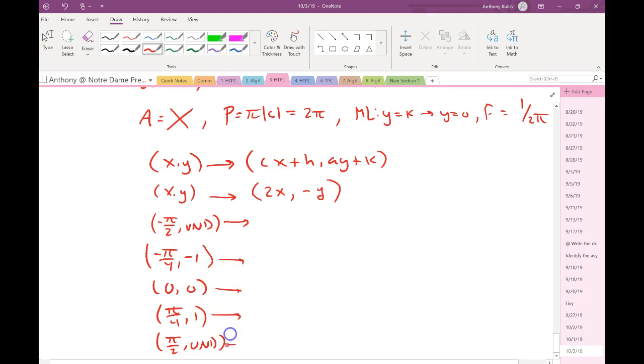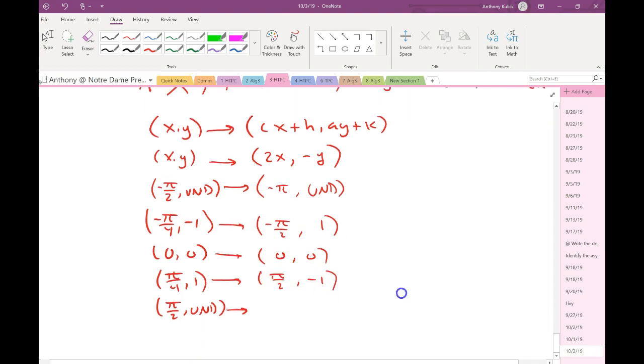Totally symmetrical. All right, so when I plug negative pi over 2 in for x, I get negative pi. What happens when I negate undefined? What's that going to be? Still undefined. So that's going to become then negative pi over 2 and positive 1. 0, 0. That's going to become positive pi over 2, negative 1. And then the last one's going to become positive pi and then still undefined. Is everybody okay with that?